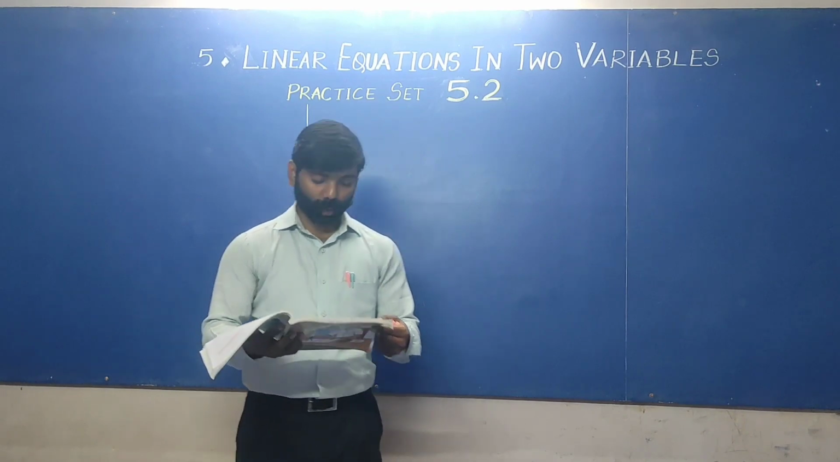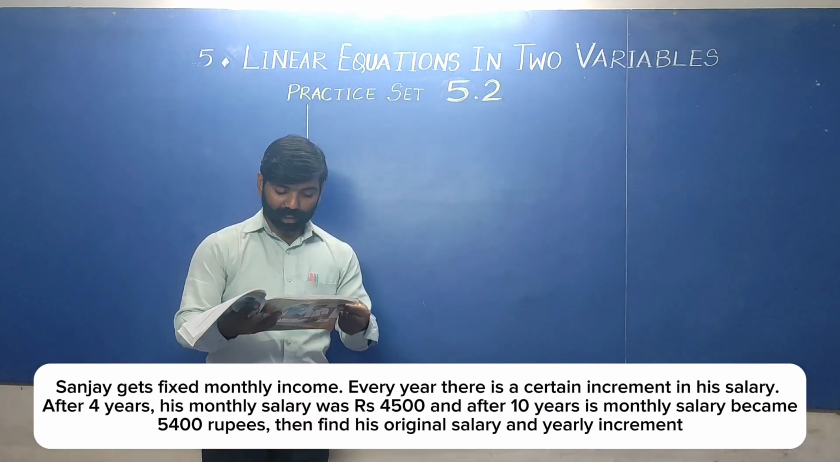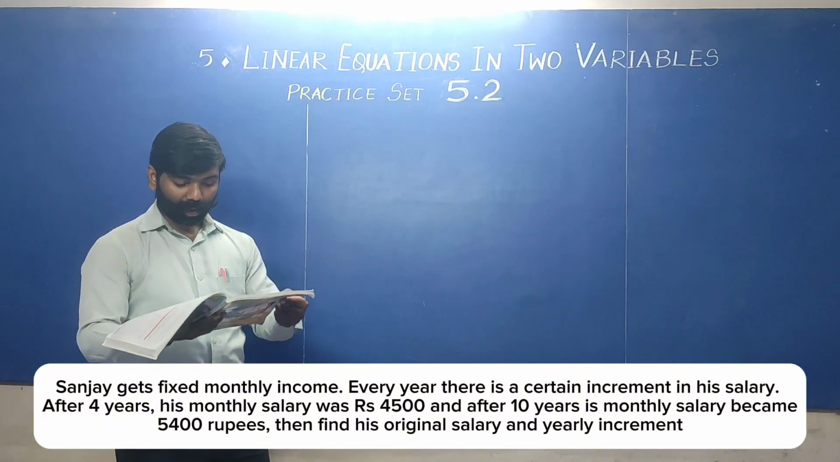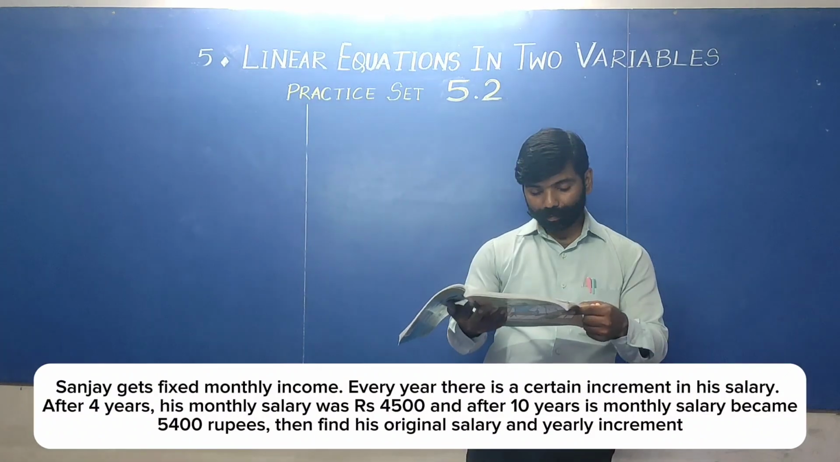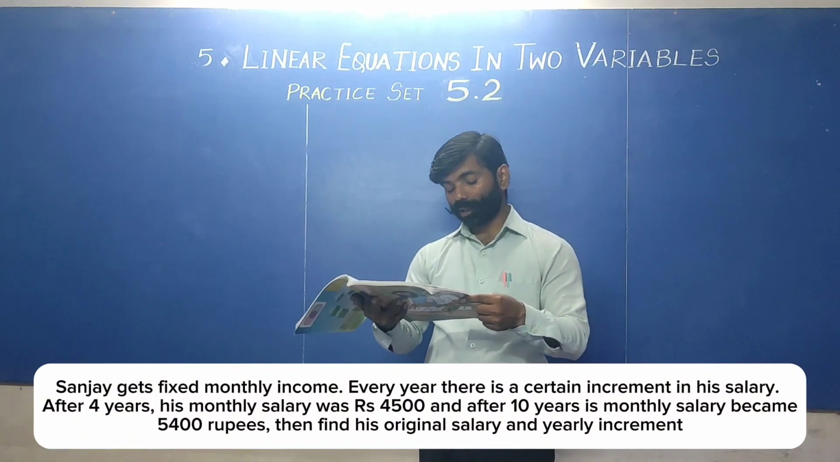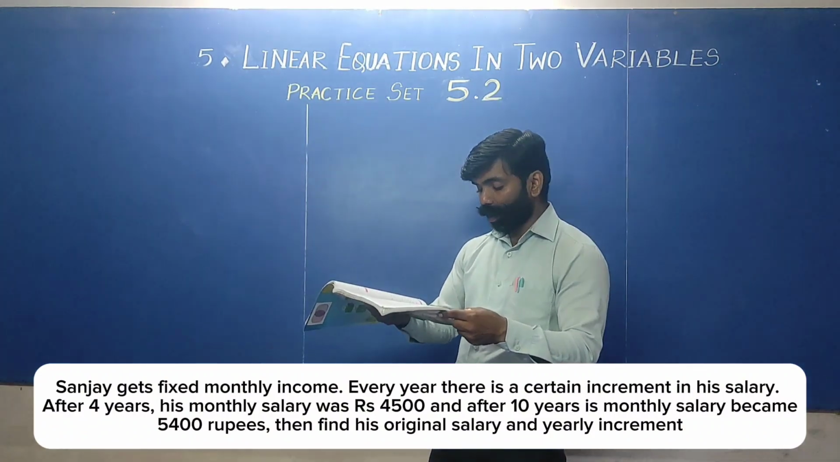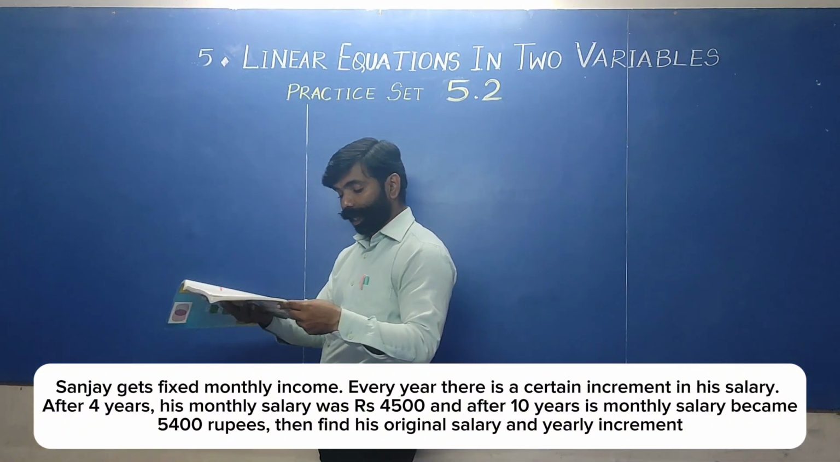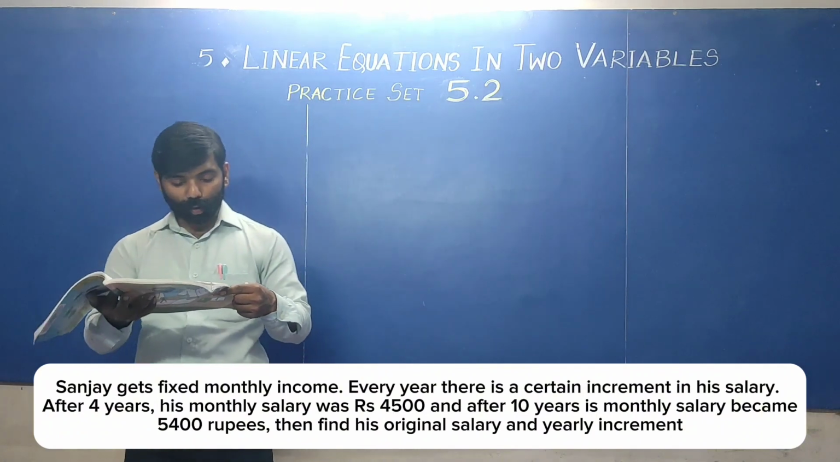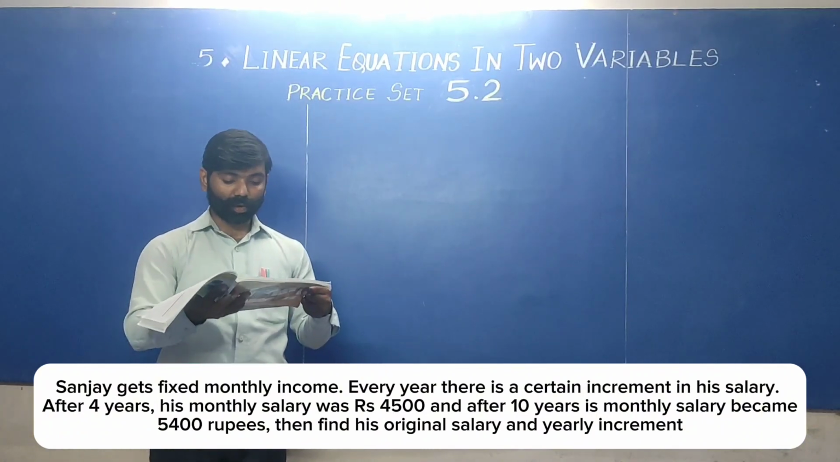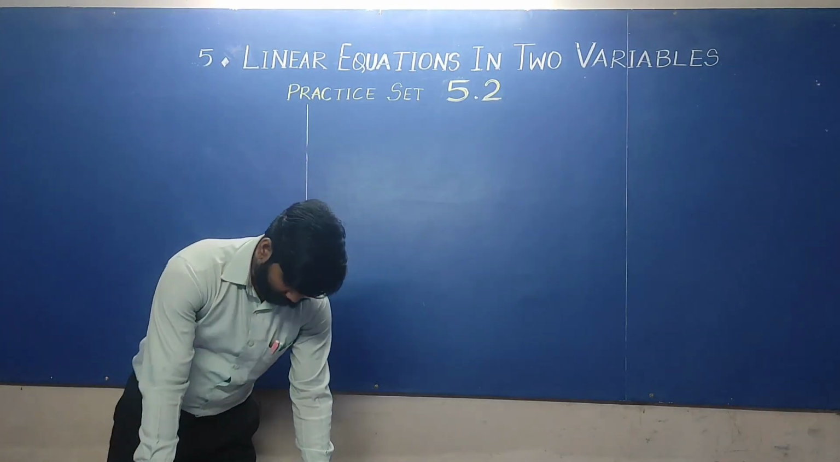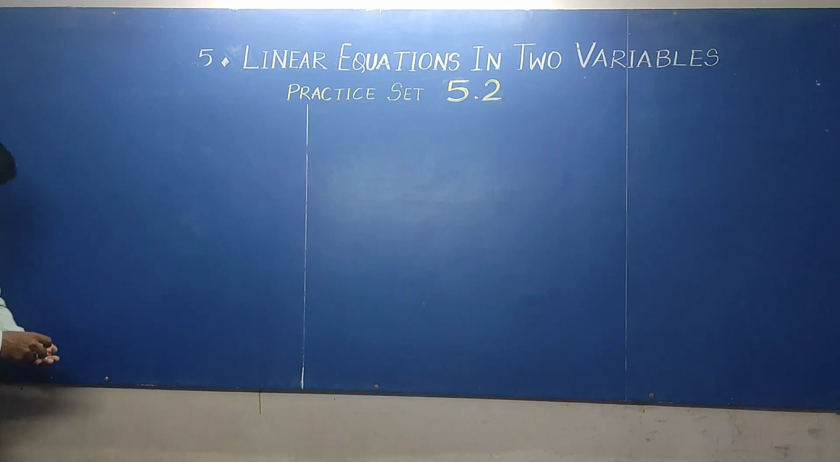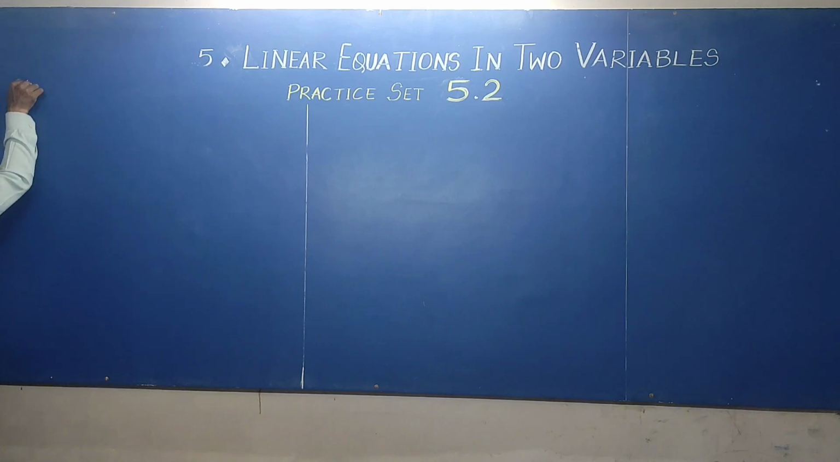Okay students, let's see question number 5. Sanjay gets a fixed monthly income. Every year there is a certain increment in his salary. After 4 years, his monthly salary was rupees 4,500, and after 10 years, his monthly salary became 5,400 rupees. Then find his original salary and yearly increment. Okay, so students, we will write. This is question number 5.